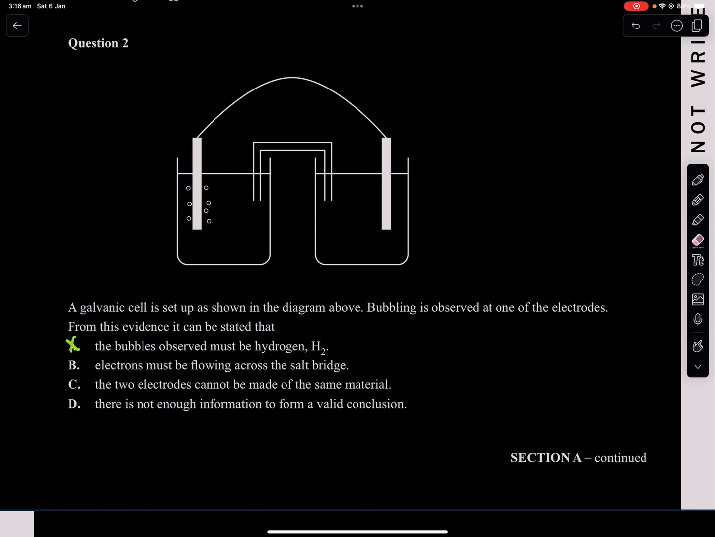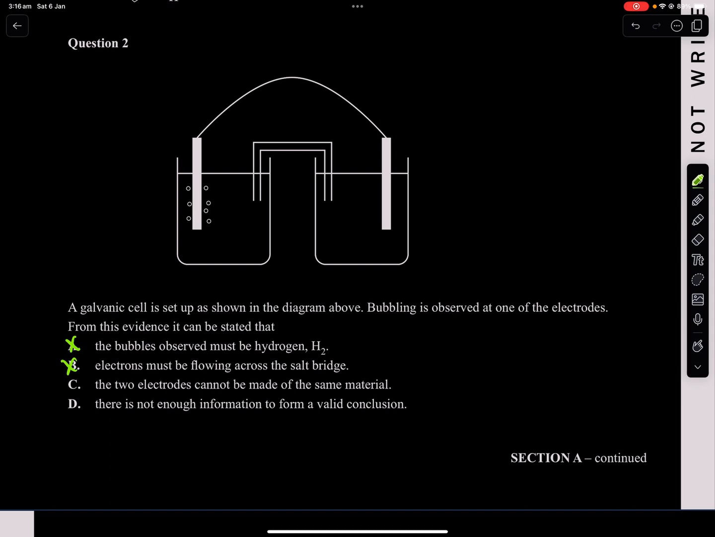We're not given any information. Electrons must be flowing across the salt bridge. No, ions flow through the salt bridge. Be careful. Electrons flow through this circuit here, through the wiring here. So be careful of that.